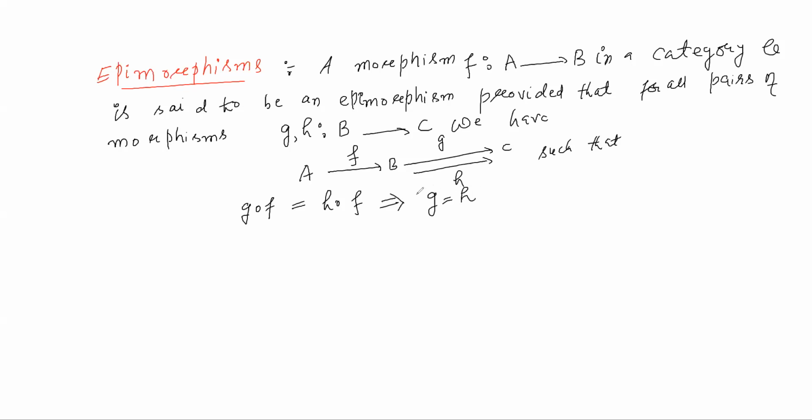Okay. In the monomorphism case, we were taking morphisms from back end to A. Now here we are taking the pair of morphisms from B to some other object C. So, or you can say that F is right cancelable with respect to composition.